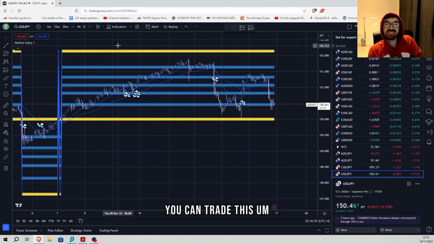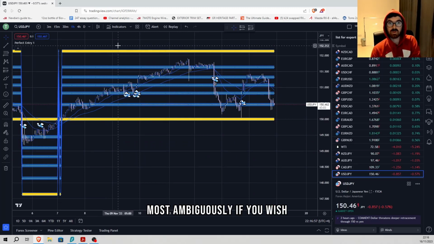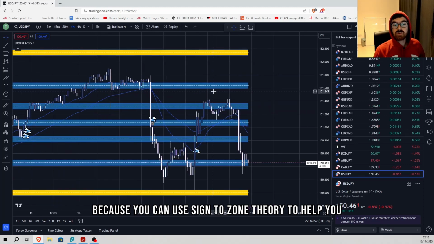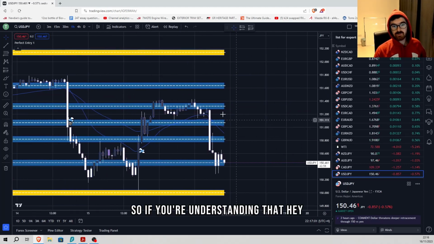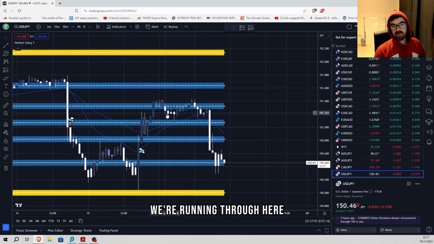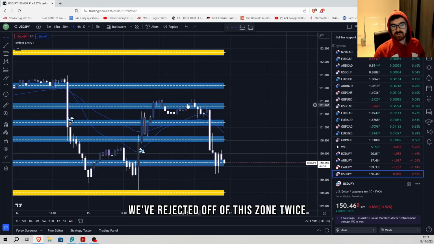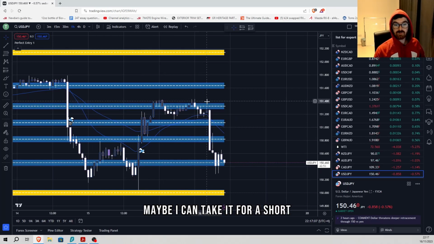You can trade this most ambiguously if you wish, because you can use zone-to-zone theory to help you. So if you're understanding that, hey, we're running through here, we've rejected off of this zone twice, maybe I can take it for a short, then you see this, you could short it.